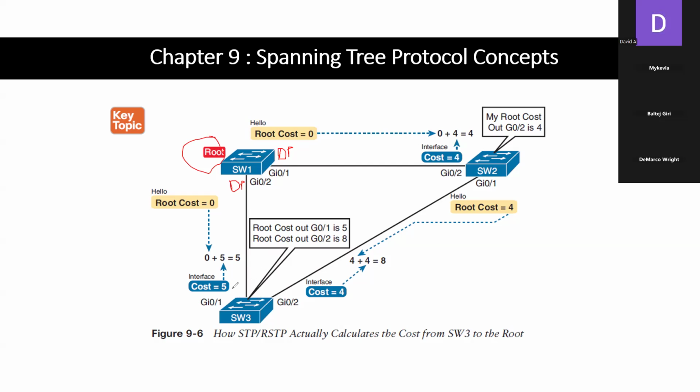Okay. We have our root port. We identified what our root port was. That root port, because we need to communicate with the root from a logical standpoint, is also always going to be in a forwarding state.